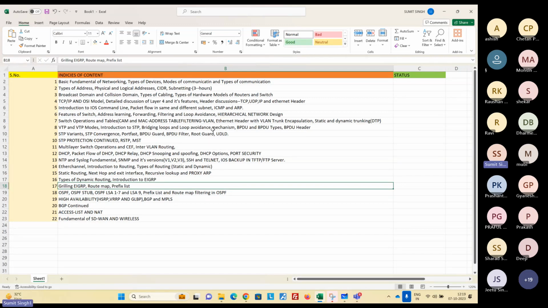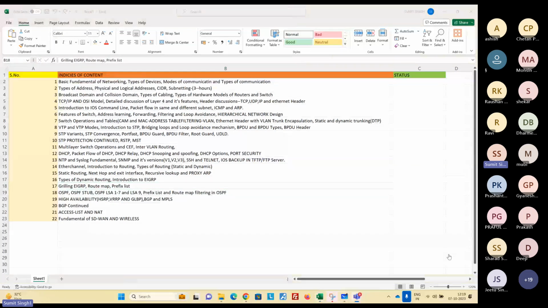CCIE written is not there anymore. I think you're not aware of the latest certification pattern of Cisco. We don't have CCIE written anymore. If you want to go for the CCIE lab, you need to give CCNP now.